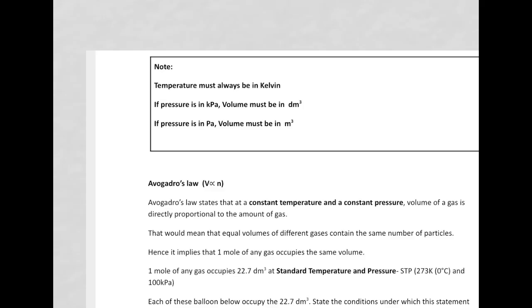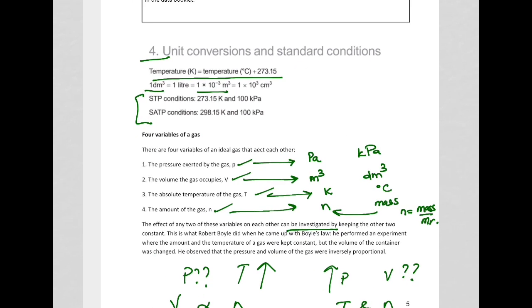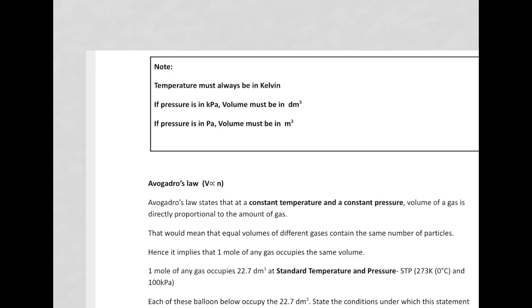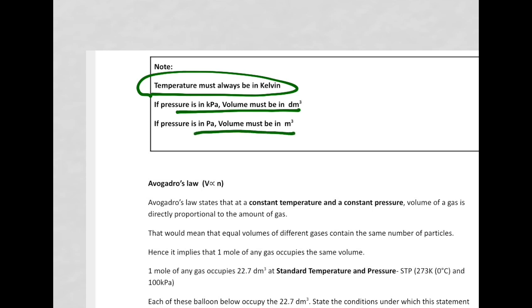So whenever we're investigating a gas, we're going to keep 2 things constant and investigate the other 2 variables. Now, one thing you have to be careful about whenever you're using values from these variables: the temperature must always be in Kelvin. Normally, if pressure is in kilopascal, the volume must be in dm cube. If the pressure is in Pascal, the volume must be in meter cube.